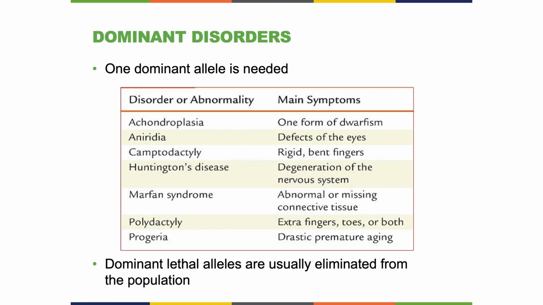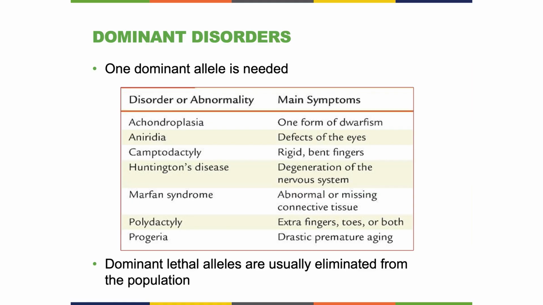Camptodactyly is when you have rigid, bent fingers, which makes for very limited dexterity. Huntington's disease is when you have a degeneration of your neuromuscular system. And this usually kicks in when you're in your early 30s to late 30s, after you've likely already had children and possibly passed it on.